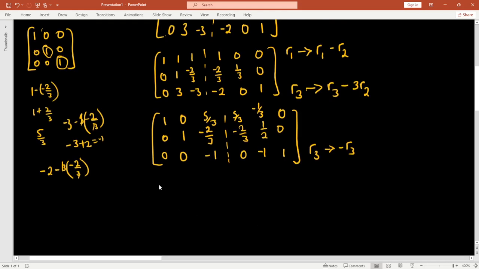So we're going to have 1, 0, 5 over 3. So we just write the first two rows the way they are because we're not doing anything with them for now. So we have 5 over 3 here, negative 1 over 3. Then we have a 0 there. We have 0, 1, negative 2 over 3. We have negative 2 over 3 here. So this is supposed to be 1 over 3. Then we have 1 over 3 here.